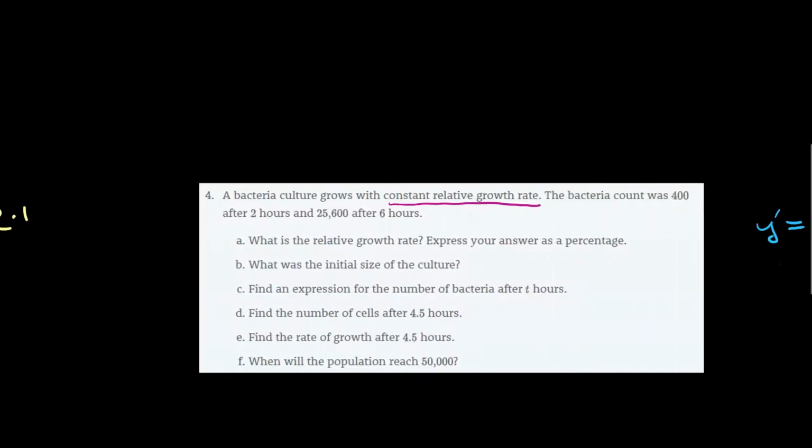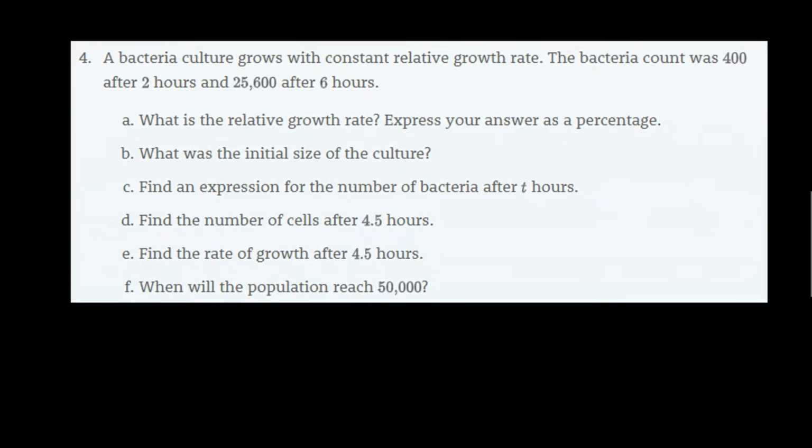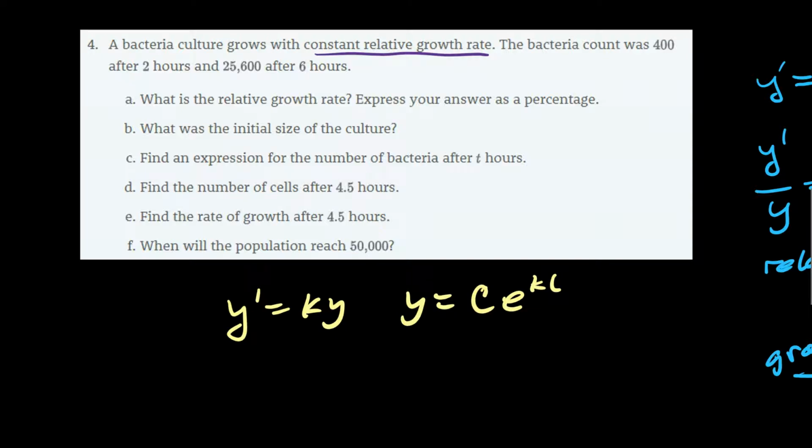All right, so we can use all the mathematics that we derived. So let's see what we've got here. The bacteria count was 400 after 2 hours and 25,600 after 6 hours. Since it's a constant relative growth rate, we can say that y prime equals k times y, and then y is equal to a constant c times e to the kt. That was all the work we did before.